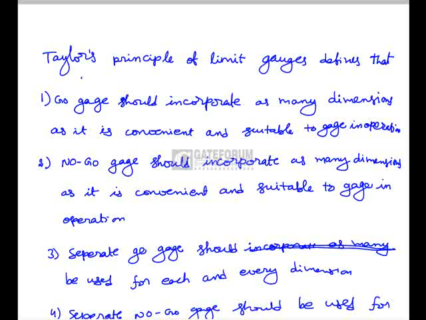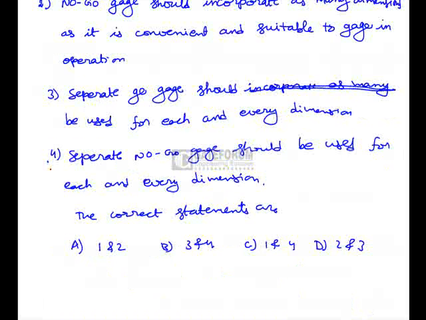Of these, the correct statements are: the first statement, that is, the go gauge should incorporate as many dimensions as is convenient and suitable to gauge in operation, and the fourth one, that is, a separate no go gauge should be used for each and every dimension. So option C is the right answer.